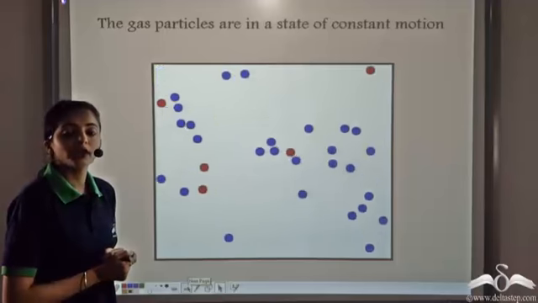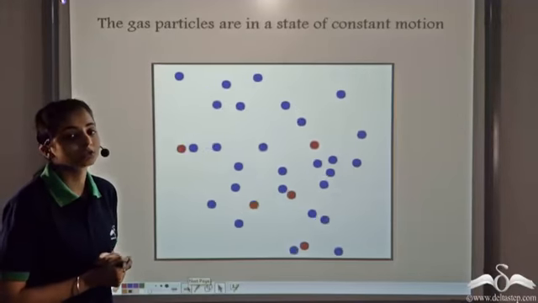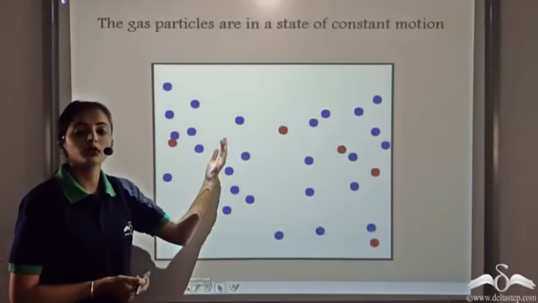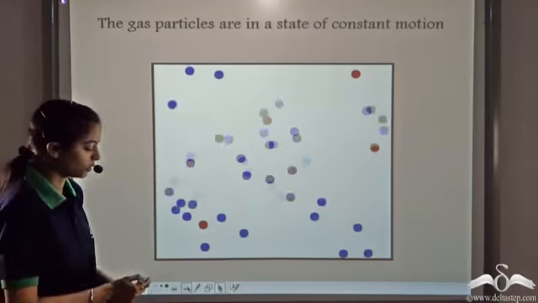The particles of gases are always in a state of constant motion. As they're moving, they're colliding with one another and with the walls of the container in which they are enclosed.